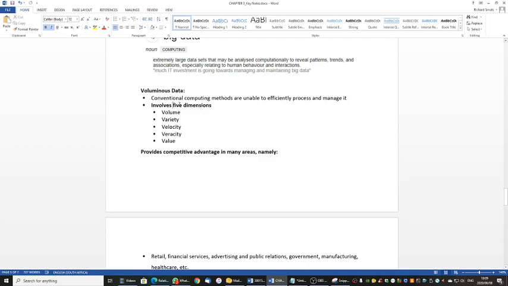It involves 5 dimensions. And yes, this is likely to show up in the examination. Do you have to really explain each one? Not particularly. As long as you have learnt the 5 dimensions, you should be okay. We have volume, variety, velocity, veracity, and value.